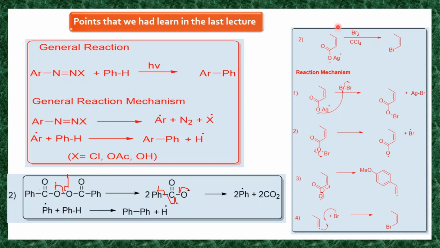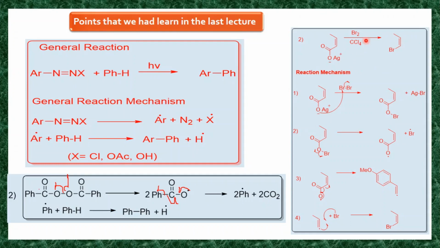Again, in the last lecture we had learned the Hunsdiecker reaction. This is the reaction and the mechanism of the Hunsdiecker reaction. So what is the Hunsdiecker reaction? The reaction of silver salt of carboxylic acid in presence of Br2 and CCl4 to give alkyl halide or aryl halide is called the Hunsdiecker reaction.